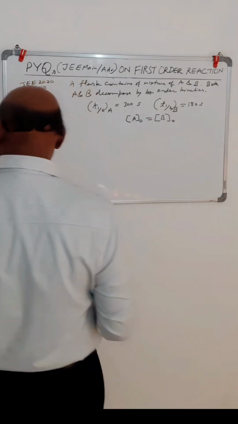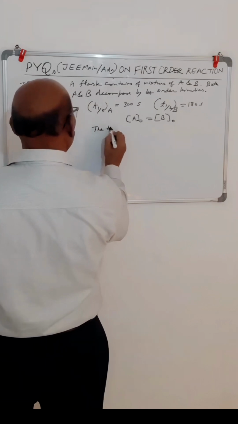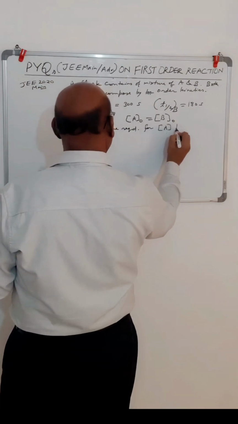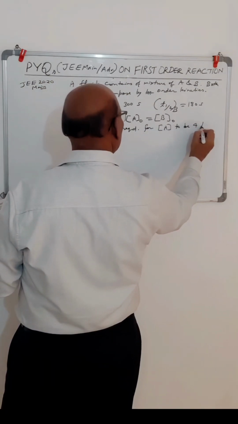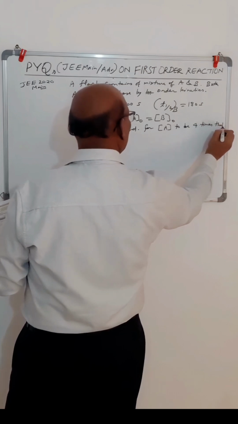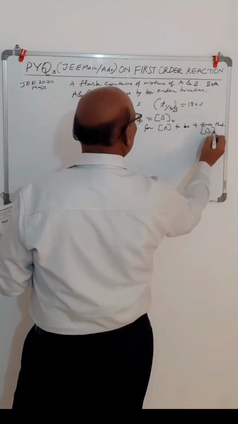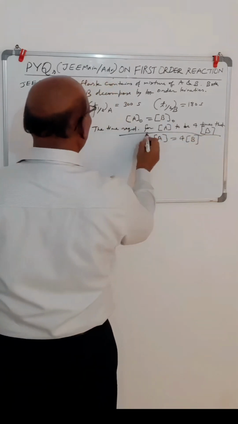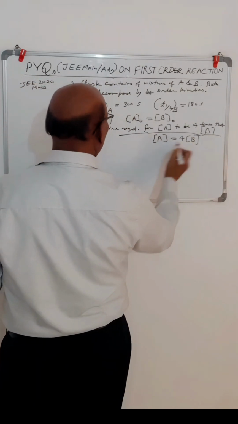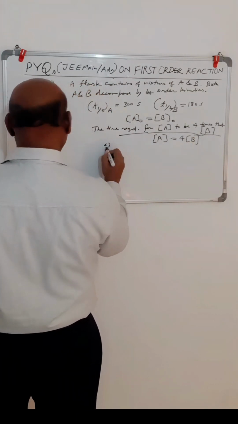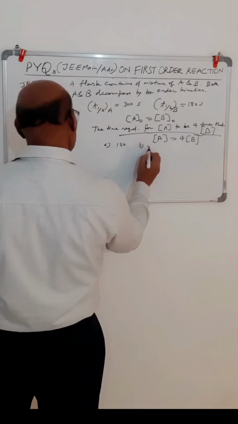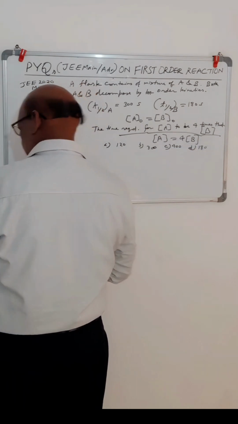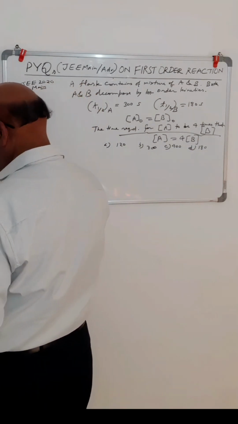What we have to find out is the time required for the concentration of A to be four times that of B. When the concentration of A becomes 4 times that of B, that time is required. Four options are given to us: A 120 seconds, B 300, C 900, and D 180 seconds. So this is the numerical that we have to solve.